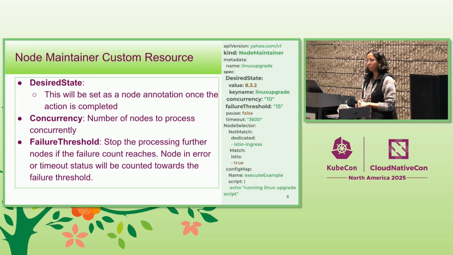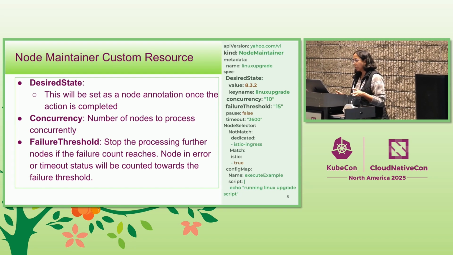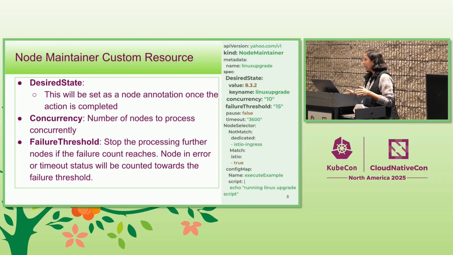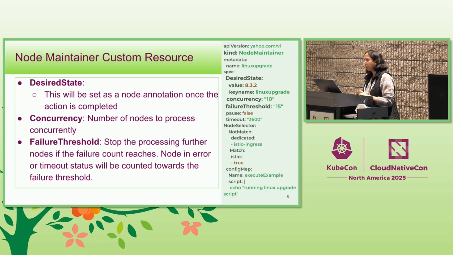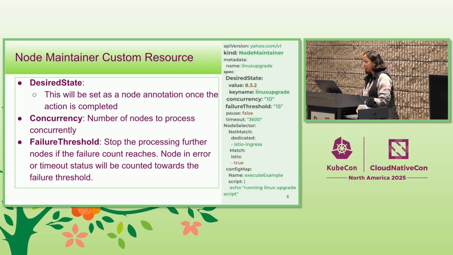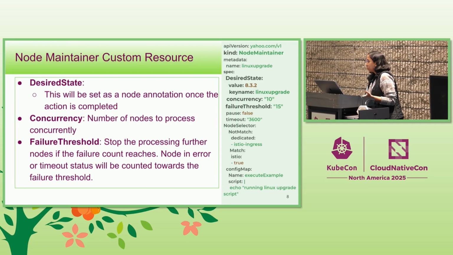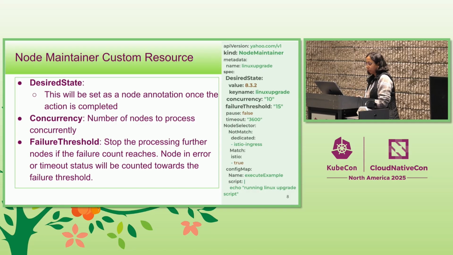First is the node maintainer custom resource. So I'm a cluster administrator. I have a use case where I want to perform a Linux upgrade on my Kubernetes worker nodes. How do I get started with that? I can simply create the resource kind node maintainer and give it a name, Linux upgrade. What is the desired state of my nodes to be in? In this case, Linux upgrade version 8.3.2, for example.